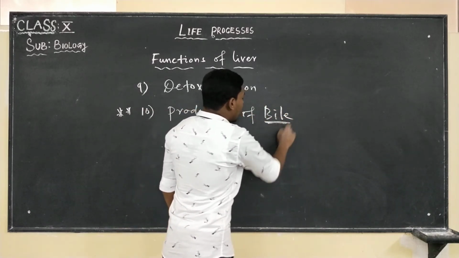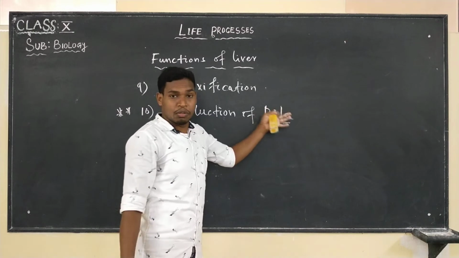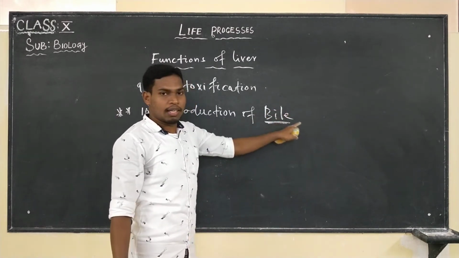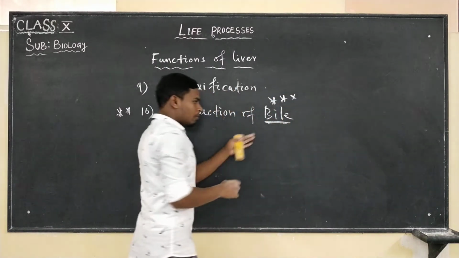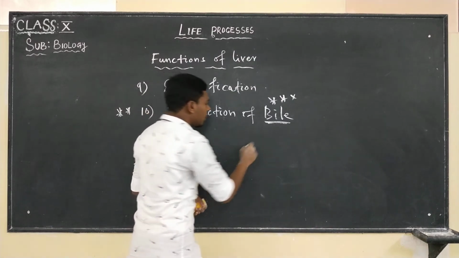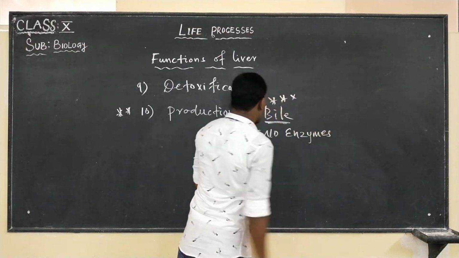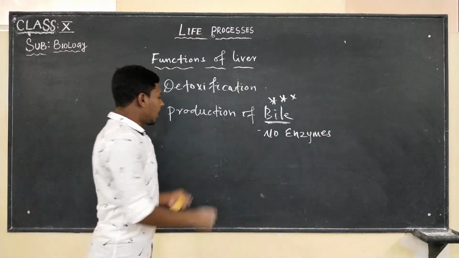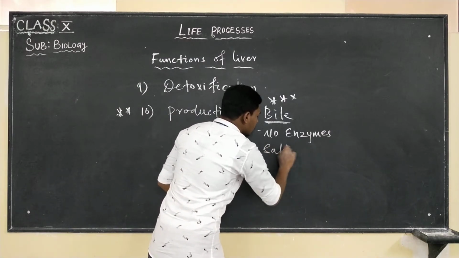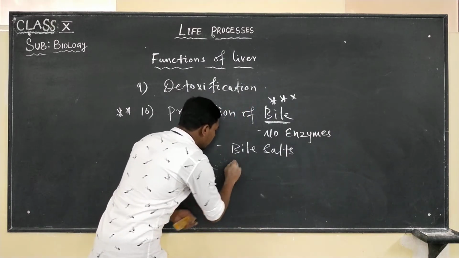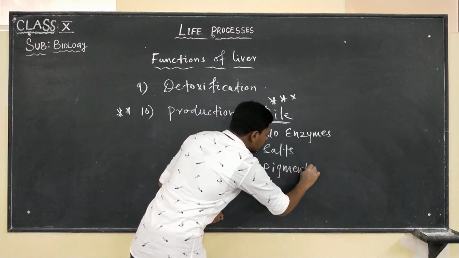Okay, bile is the only digestive juice without any enzymes. Important point, please note. So bile is the only digestive juice without enzymes, means there are no enzymes in it. Okay, so if we see, bile contains bile salts and bile pigments.